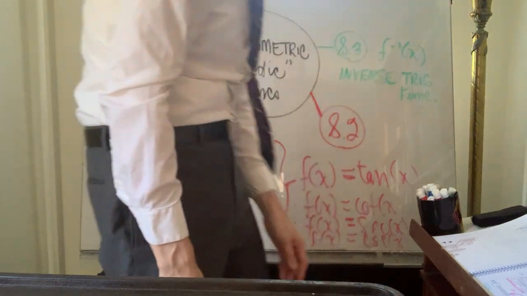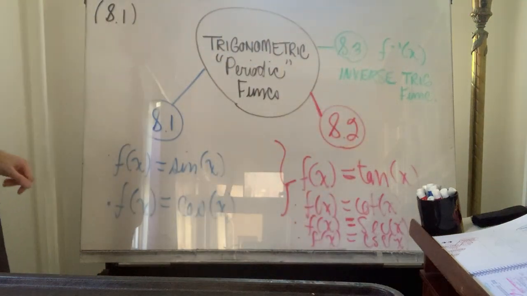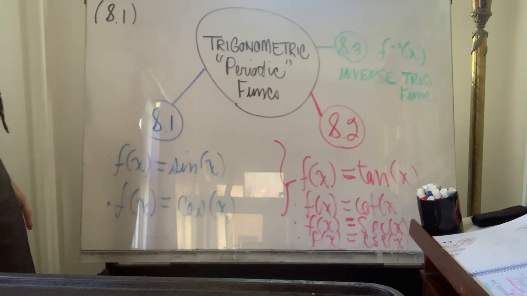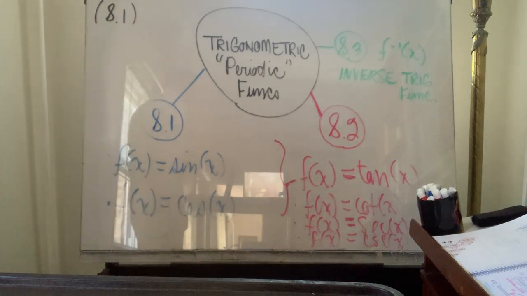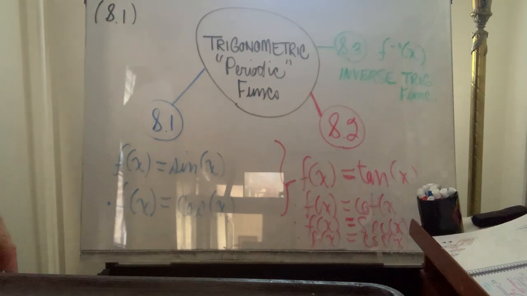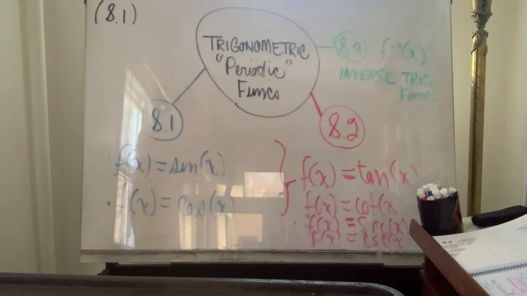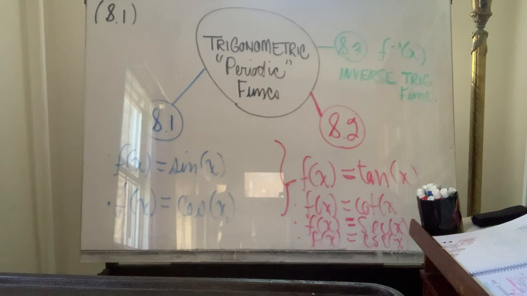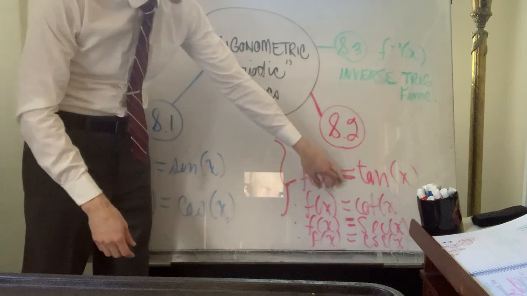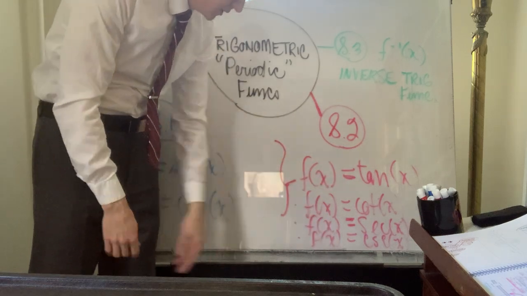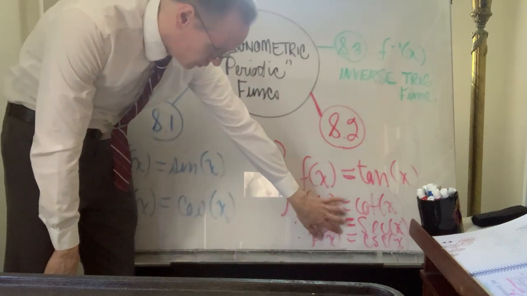Couple of things. This is basically the overview for chapter 8. Section 8.1, namely the subject of today. I better adjust the lights here. There's too much glare. 8.1 is the sine function and cosine function, and section 8.2 will be tangent to begin with, and then the other three of the six trig functions.